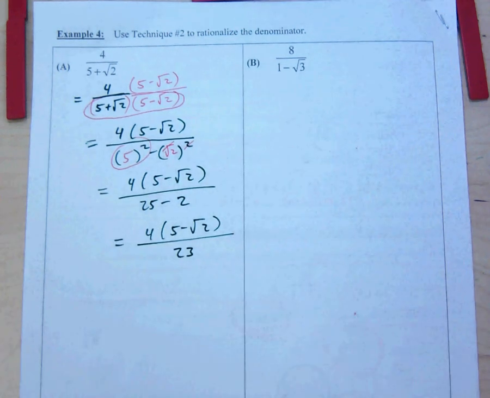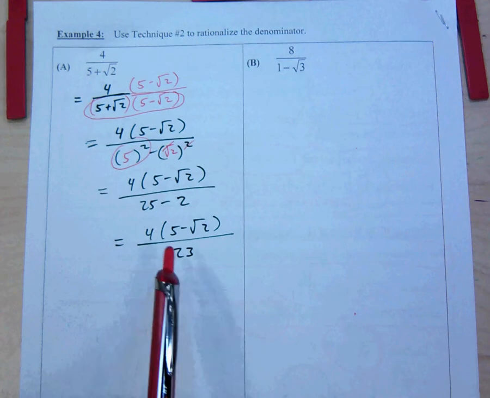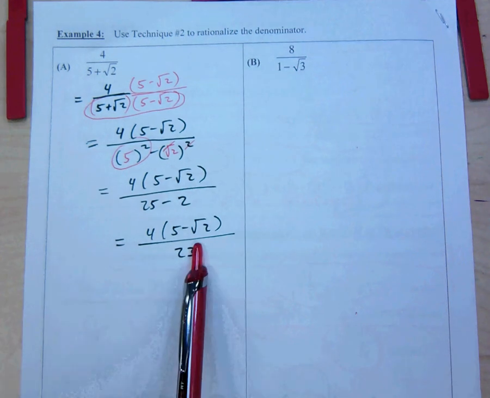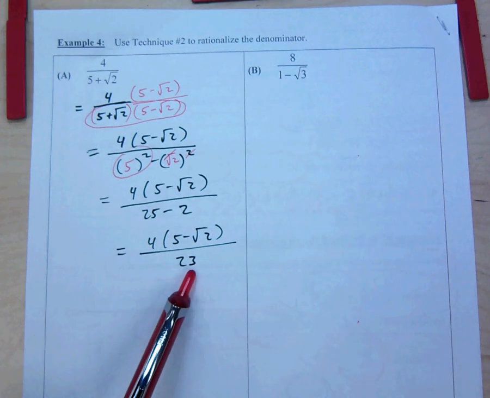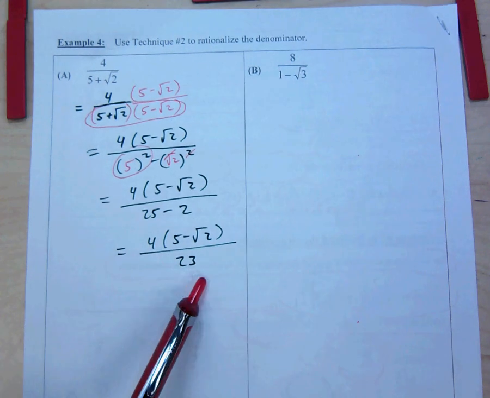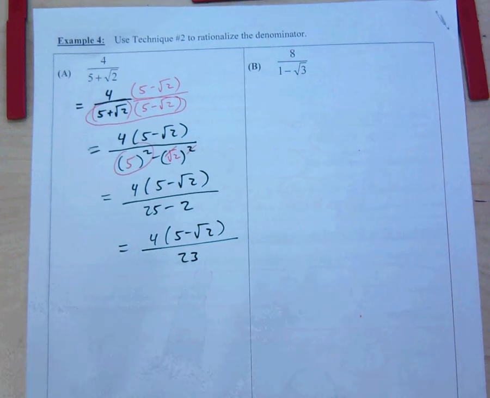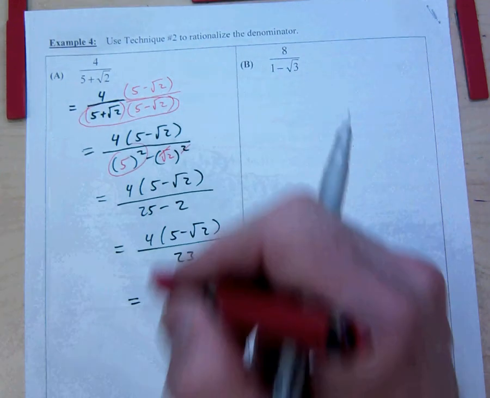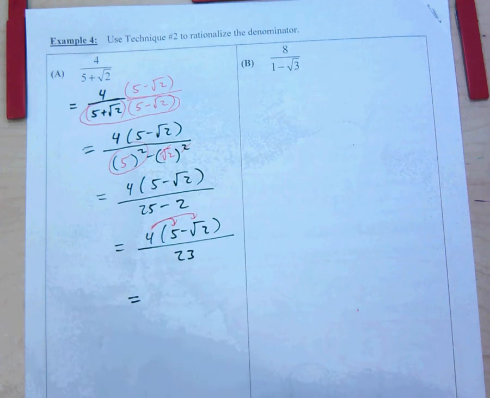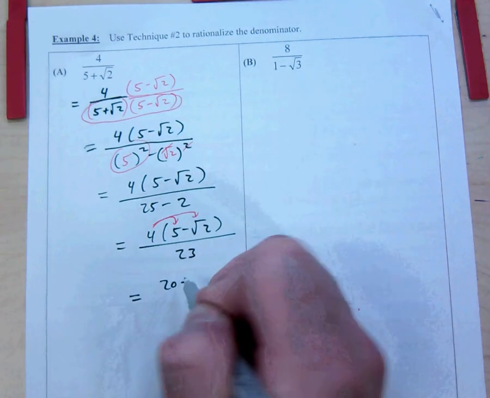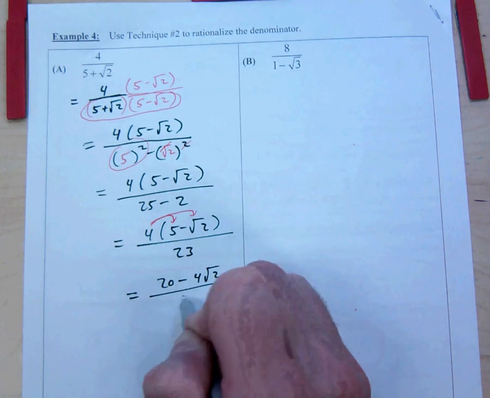Now, if you were checking your answers in the back of the book and that wasn't the answer, then there's probably one other thing they might have done, which is what? Well, first of all, does 420 over 23 reduce? No. If it did, I would go ahead and do that, but it doesn't. So the only other thing you can do here is distribute on top. So if I distribute, I get 20 minus what? 4 square root of 2, and then all over 23.